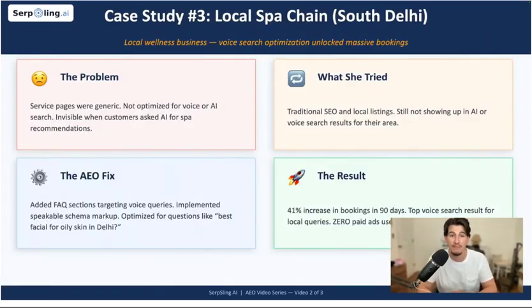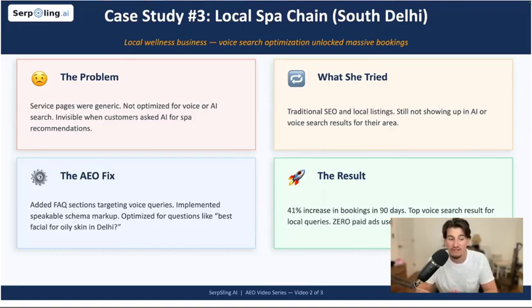Okay, and case study number 3, a local spa chain in South Delhi, local wellness business. And their problem was that their service pages were generic. They were not optimized for voice or AI search. They were invisible when customers asked AI for spa recommendations. Okay, what the owner personally tried was traditional SEO and local listings, but she still was not showing up in AI or voice search results for their area.